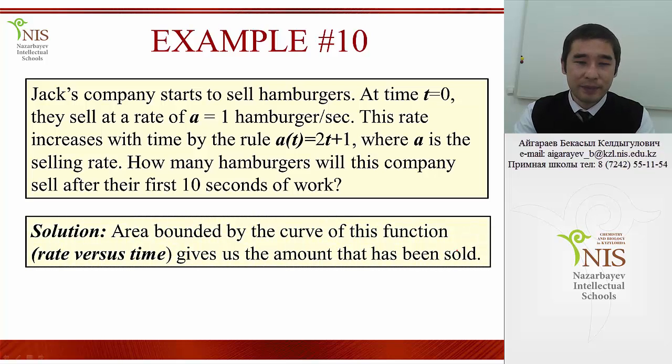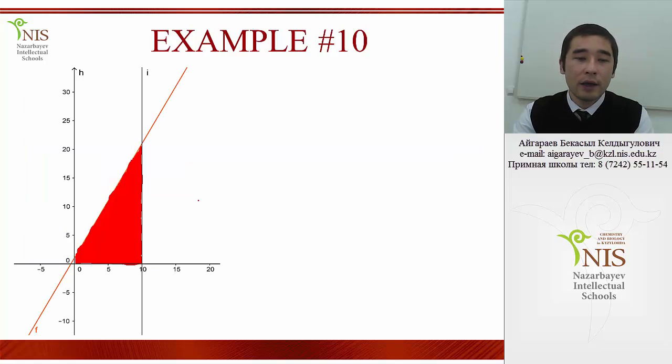So, the solution. The area bounded by the curve of this function A(t), rate versus time, gives us the amount that has been sold. So to find the amount that has been sold, we have to take the integral of our function from 0 till 10. Here is a graph of my function. The shaded area is shown in red.